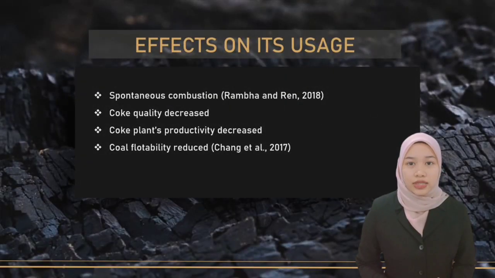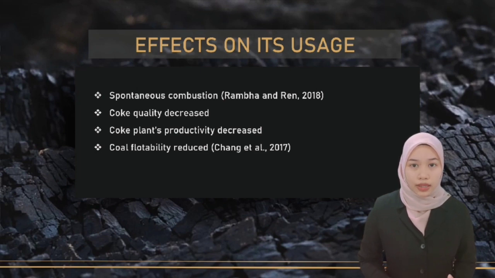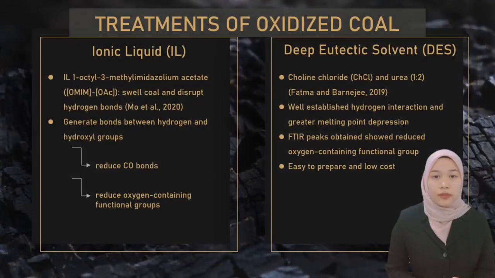The usage of oxidized coal will somehow cause spontaneous combustion and release the carbon dioxide and leads to global warming. When oxidized coal is used, the coke quality will decrease along with the coke plant's productivity. Due to the existence of oxygen-containing functional group on coal surface, the floatability of coal is decreasing. The treatment is important in increasing the coal's quality and improving the environment's quality.